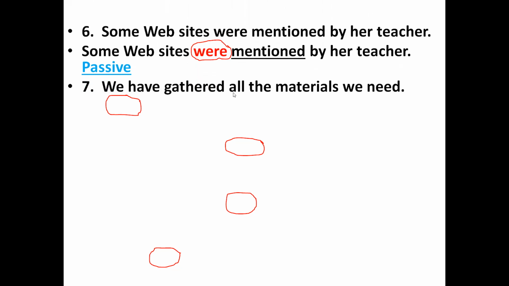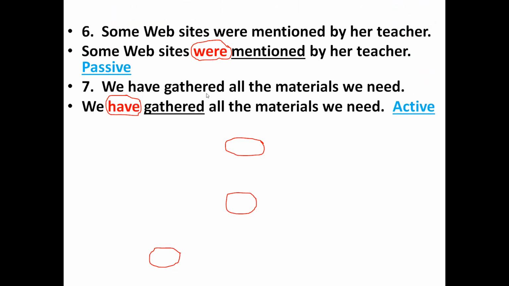Number next, we have gathered all the materials we need. So here the subject is doing something, so it is also active voice. Please underline the main verb gathered, and the helping verb is have. Here circle the helping verb.